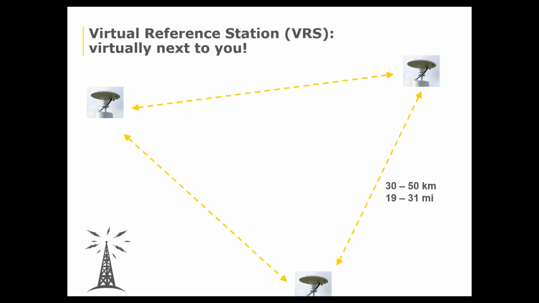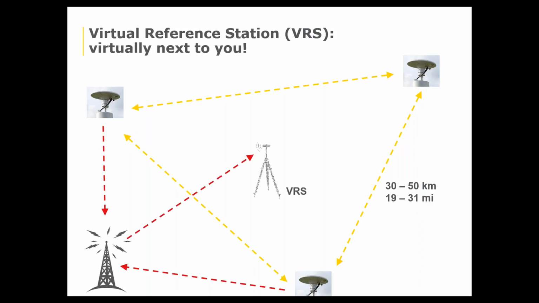All right, virtual reference station, what does it mean? There is an infrastructure behind that. There is a network of real base stations. They are not virtual at all. Real base stations, but this network is loose, about 30 to 50 kilometers, 19 to 31 miles. And you have this triangle or this triangulation of base stations. They are all connected to a server, and this server will deliver to your virtual reference station, and it's why it's virtual. It's a bit foggy because it doesn't exist as such.